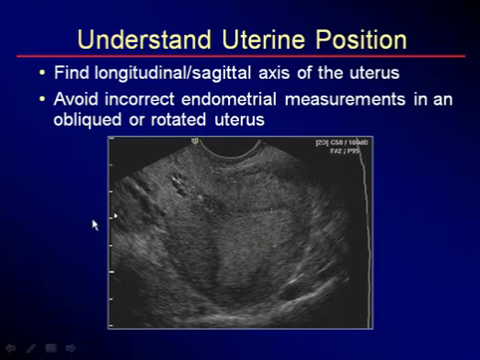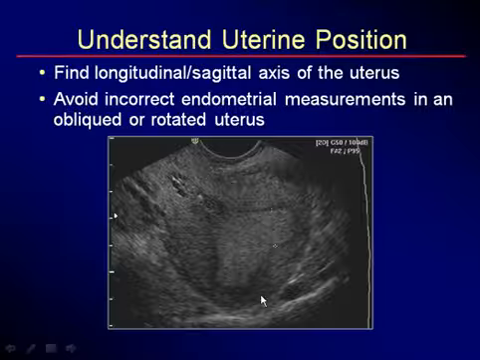So here's an example. This uterus was rotated and obliqued and tilted, and the person scanning had no idea what was going on and just took some kind of endometrial measurement. Well, what had happened was, had you followed the protocol, get your longest axis of the uterus, then rotate 90 degrees, one could measure the endometrium correctly. The endometrium should have been measured on a 90-degree plane from this.